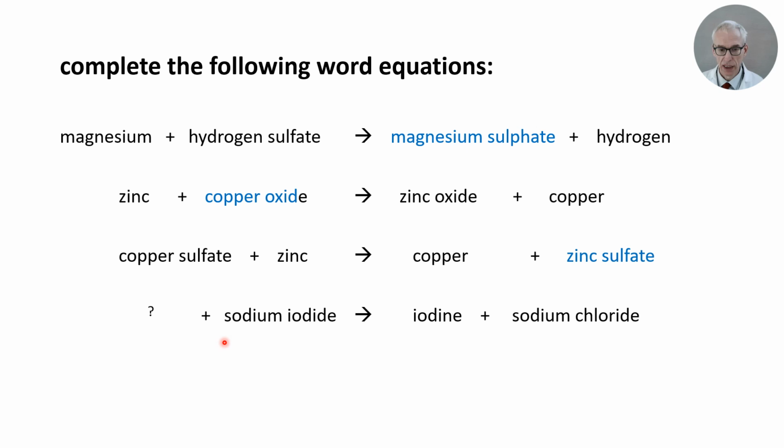And finally, an element plus sodium iodide is going to give us iodine and sodium chloride. Well, I hope it's obvious. We have the element chlorine.